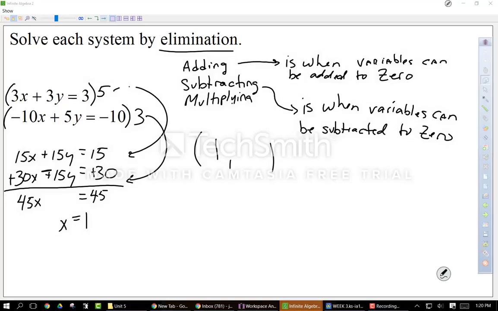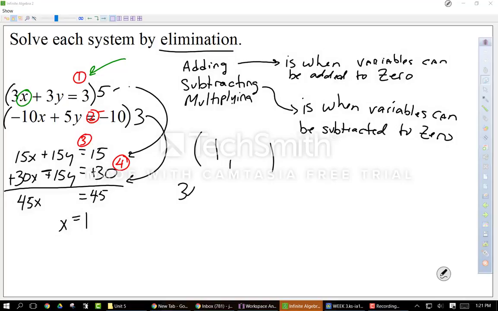Where am I going to plug it into? I have 4 equations now. I have this first one. I have the second one. I have the third one after I multiplied. And I have the fourth one after I multiplied. Guess what? It doesn't matter. Plug it into any one of them. I'm probably going to use the first one. Why? Because x is smaller. It's 3 of them versus negative 10. So let's use the first one.